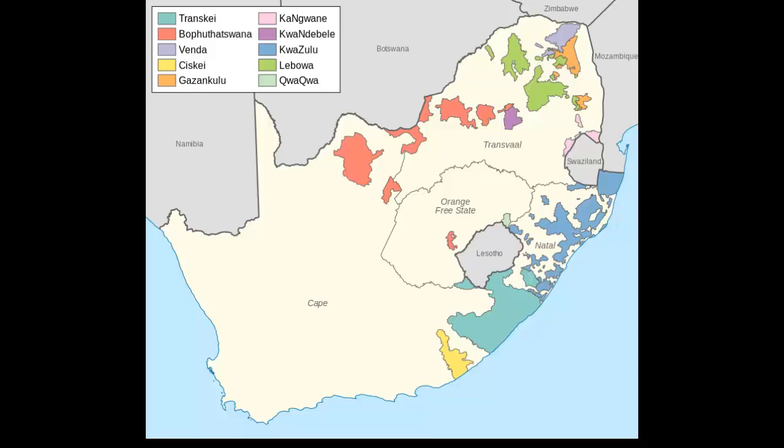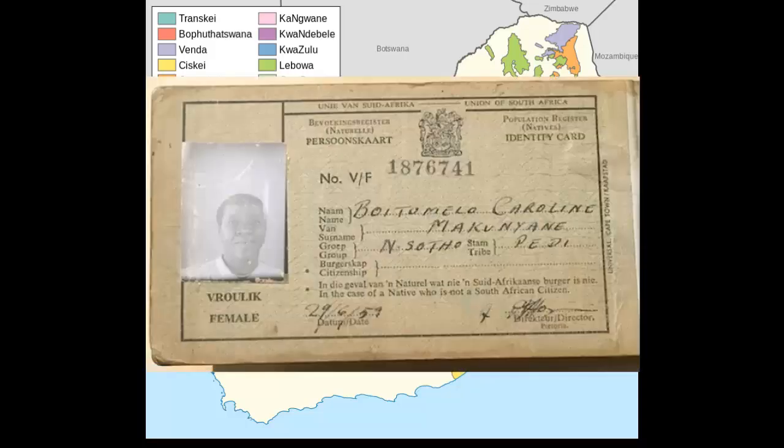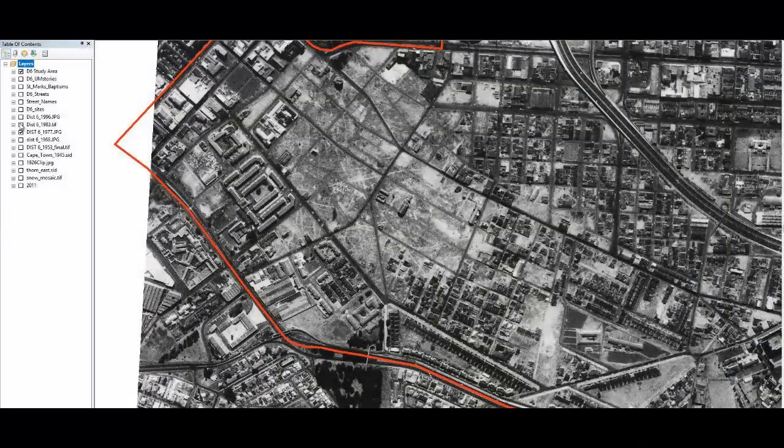Their movement was curtailed and policed by means of the pass laws. Blacks were made to carry the despised pass books or dompas when traveling outside the homelands. Hundreds of thousands of people per year are arrested for pass law offences.